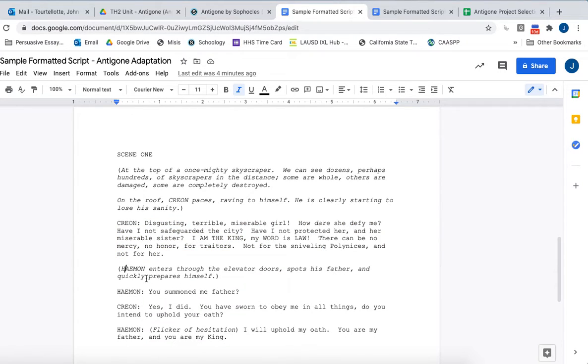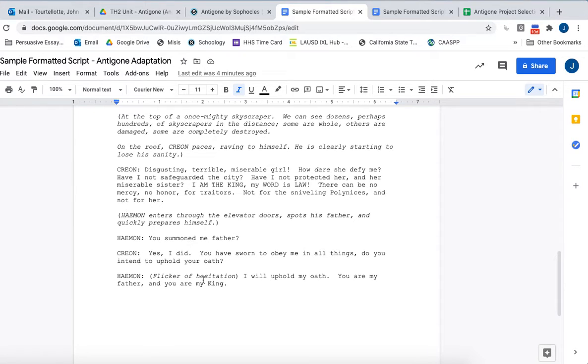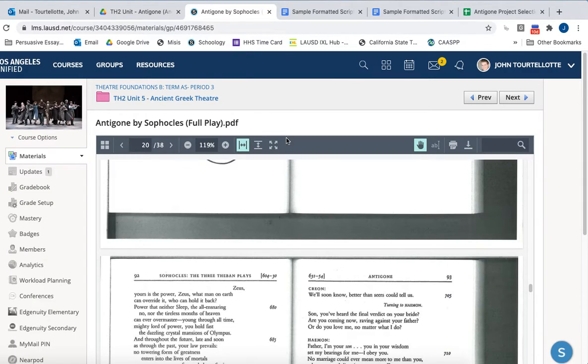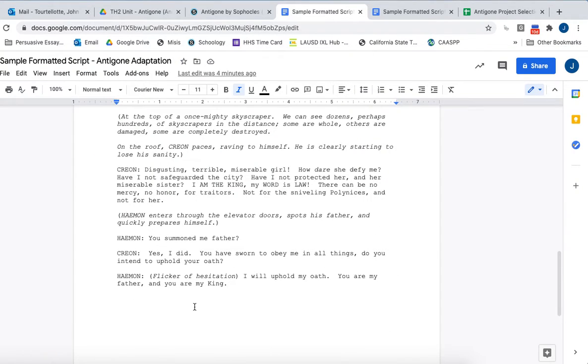So when Haemon enters through elevator doors, spots his father, he quickly prepares himself. Prepares himself for what? Probably his father being crazy. You summoned me? Yes, I did. You have sworn to obey me in all things. Do you intend to uphold your oath? Flicker of hesitation. I will uphold my oath. You are my father and you are my king, right? So, again, this is not line by line. Father, I'm your son, you and your wisdom, I obey you, right? So I've clearly adapted some of that, but not all of it.